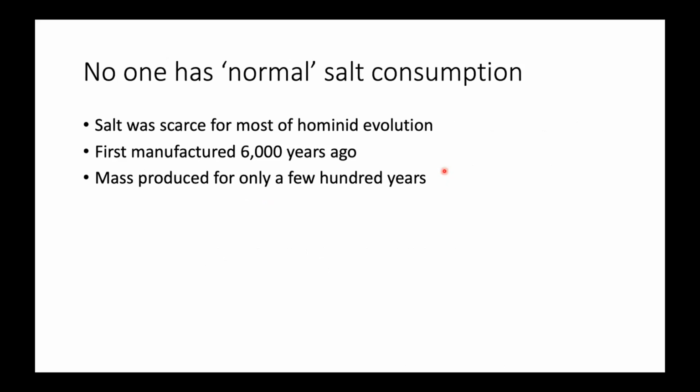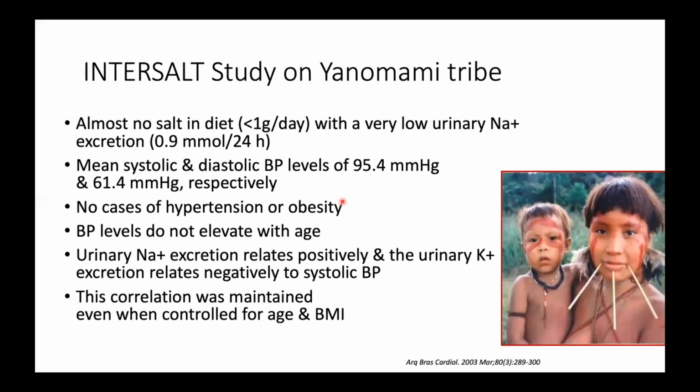So it is interesting to know that salt was not found in our hominid evolution. It was first manufactured 6,000 years back and mass produced only a few hundred years back. And in the Intersalt study, they found that in the Yanomami tribe, there is very little salt in their diet, less than 1 gram per day.